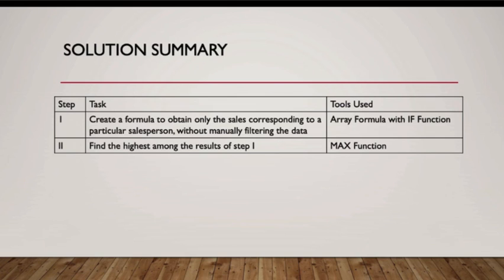So here is a brief summary of what we just did. Even though we performed all the calculations within a single formula, I have broken it down into two different steps here, just for the sake of understanding it logically. So in step 1, we created a formula to obtain only the sales corresponding to a particular salesperson without having to manually filter the data. We did this by using an array formula with the IF function. In the second step, we found the highest among the results that we obtained in step 1. For this, we used the MAX function.